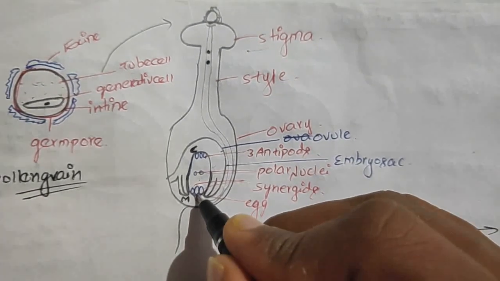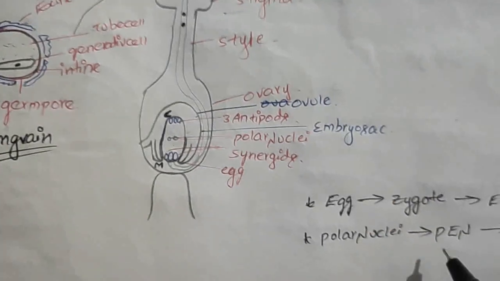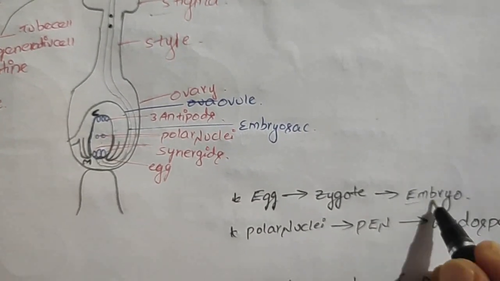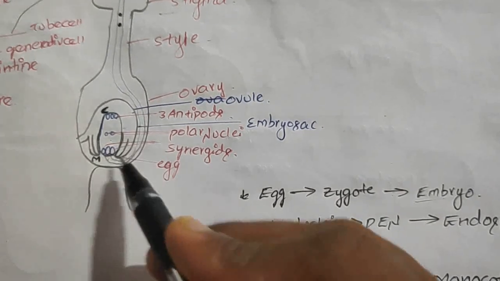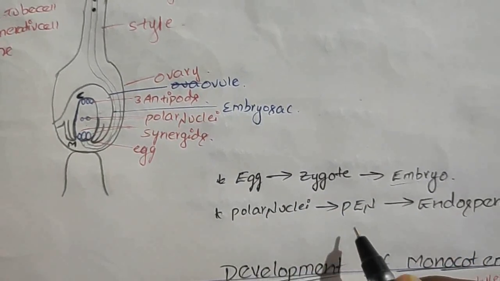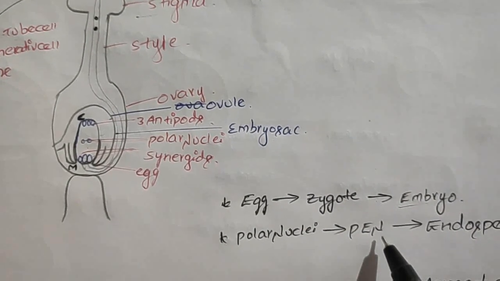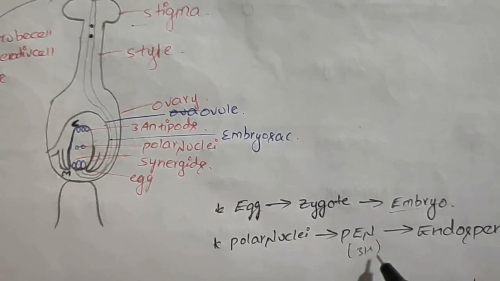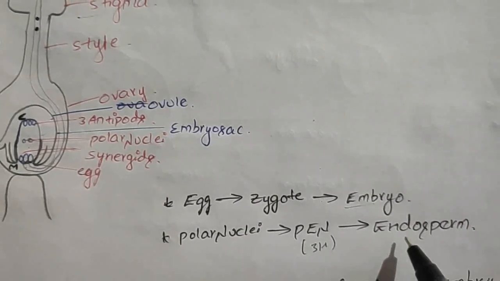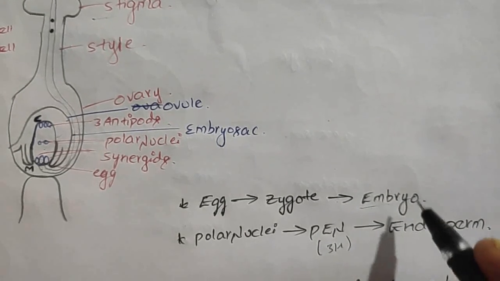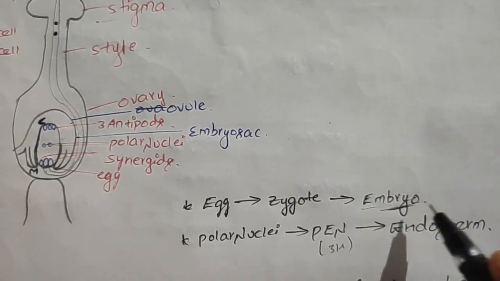One male gamete fuses with the egg and forms the zygote, and this zygote develops into the embryo. The second male nucleus fuses with the two polar nuclei and forms the primary endosperm nucleus, which is triploid. This primary endosperm nucleus gives rise to the endosperm. Now we will see the development of the embryo.